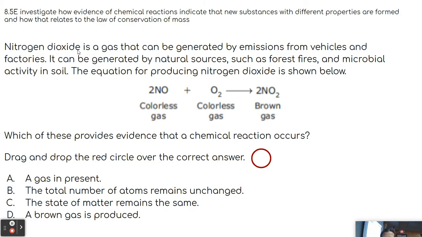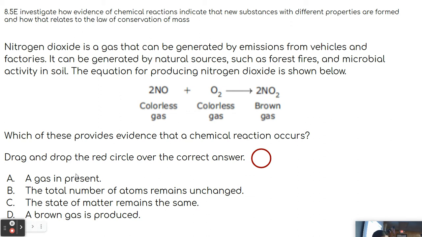Okay, nitrogen dioxide is a gas that can be generated by emissions from vehicles and factories. It can be generated by natural sources such as forest fires and microbial activity in soil. The equation for producing nitrogen dioxide is shown below. Which of these provides evidence that a chemical reaction occurs? So here you have a gas, and then another colorless gas, and now we have a brown gas. Drag and drop the red circle over the correct answer.